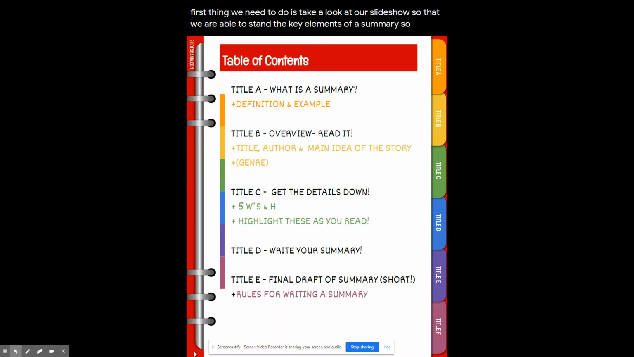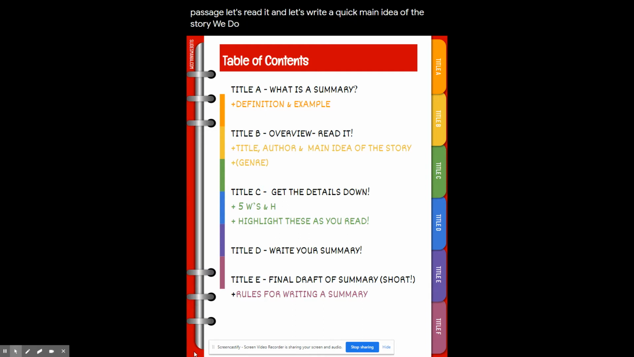So let's review. What is a summary? What is the definition of a summary? And what is an example of a summary? Then let's look at another passage. Let's read it and let's write a quick main idea of the story.